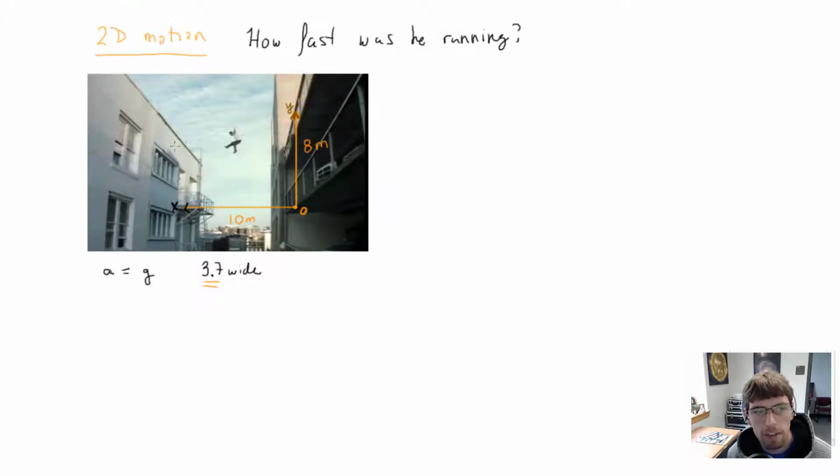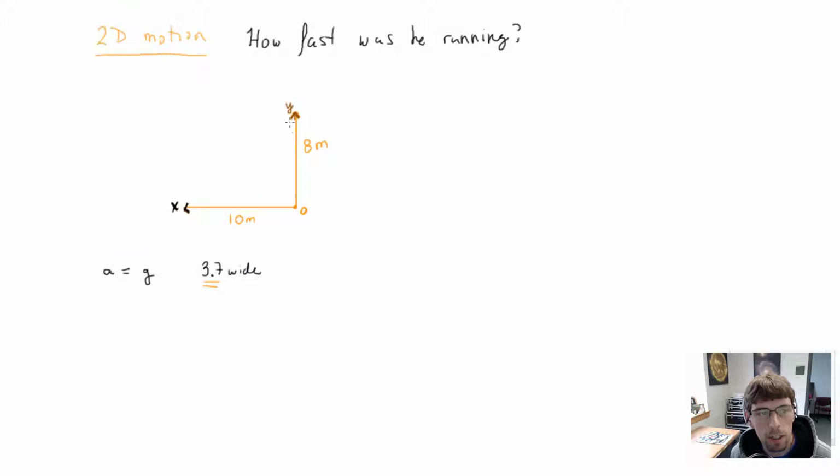Okay? In fact, let's go ahead and get rid of the photo. We've got all of the pieces of information that we need. So now we have some information here that will help us.